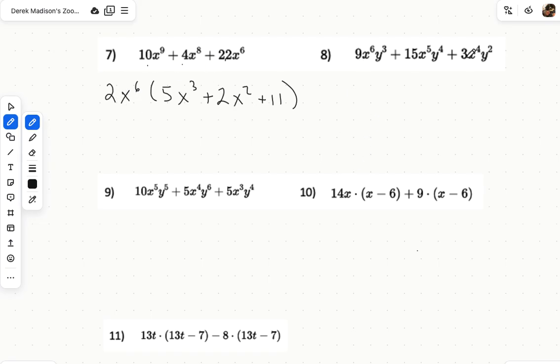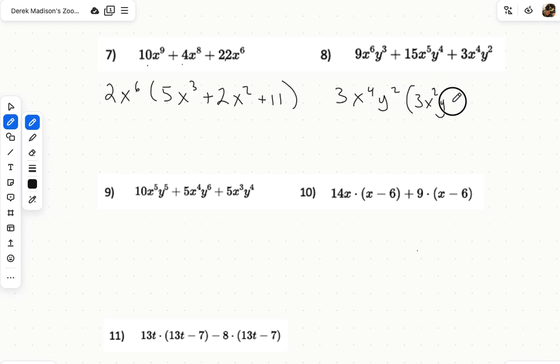9, 15, and 3, so 3 goes into both 15 and 9, so that's going to be my greatest common factor. My smallest power in x is 4, and my smallest power in y is 2. So this should be 3, and then taking 4 out of 6, so that'd be x squared, taking 2 out of 3, so that would be a y.